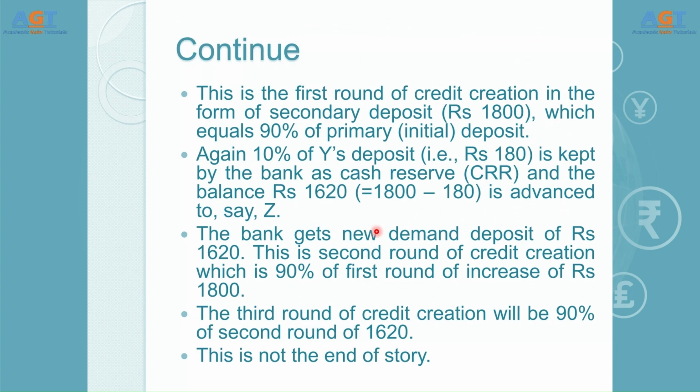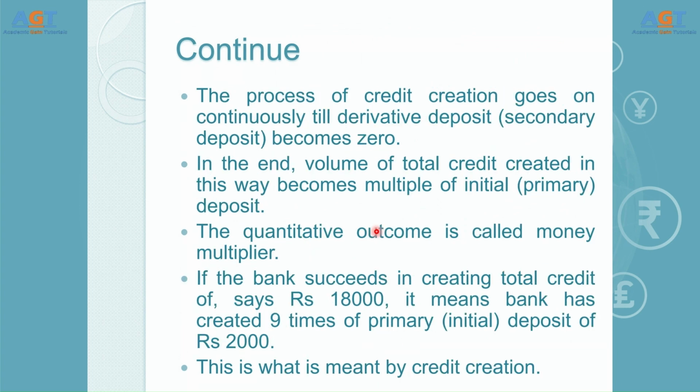Continuing to next slide and discuss money multiplier. The credit creation process continues until the derivative deposits become nearly zero. In the end, total credit created becomes a multiple of the initial deposit. This is the money multiplier effect. For example, creating total credit of 18,000 rupees means the bank created about 9 times the initial deposit of 2,000 rupees. That is what we mean by credit creation. And with that, we complete today's lecture on commercial banks, meaning, functions, deposit types, loans, and credit creation.